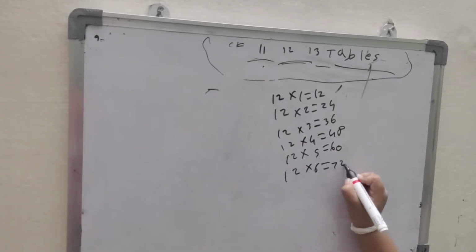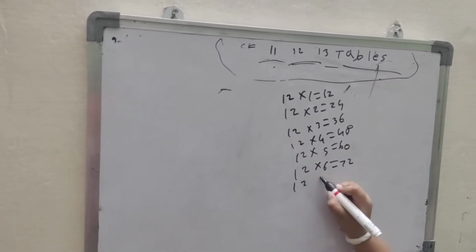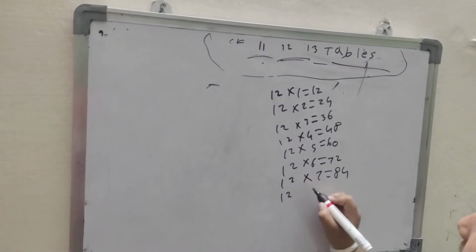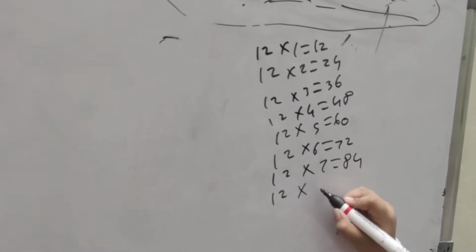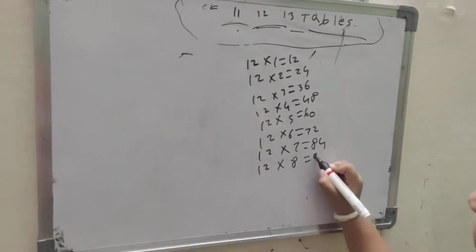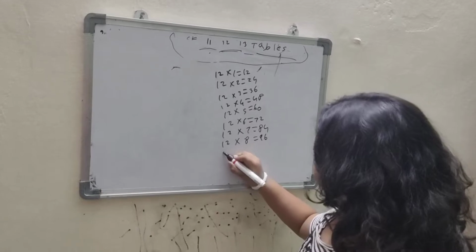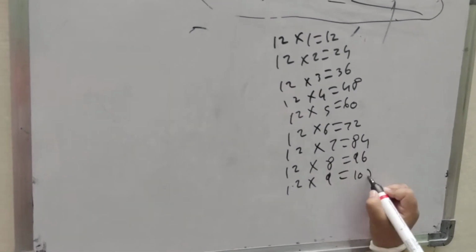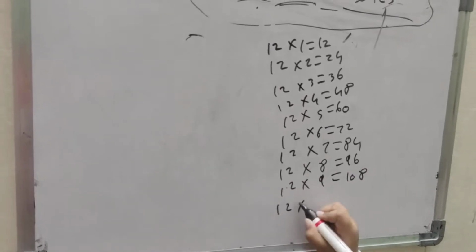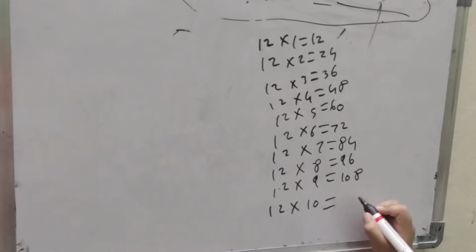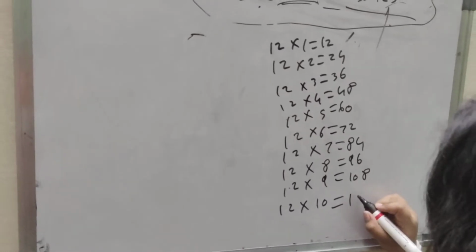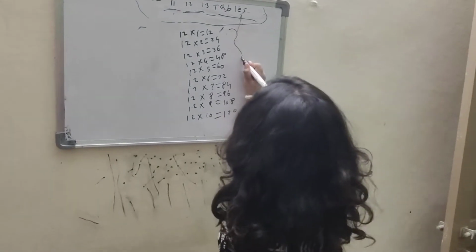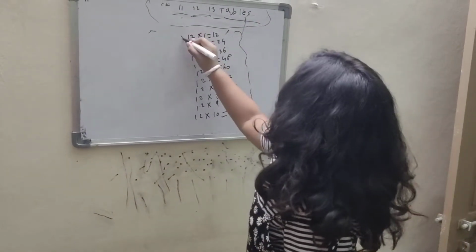12 sixes are 72, 12 sevens are 84, 12 eights are 96, 12 nines are 108, 12 tens are 120. Now our table is done.